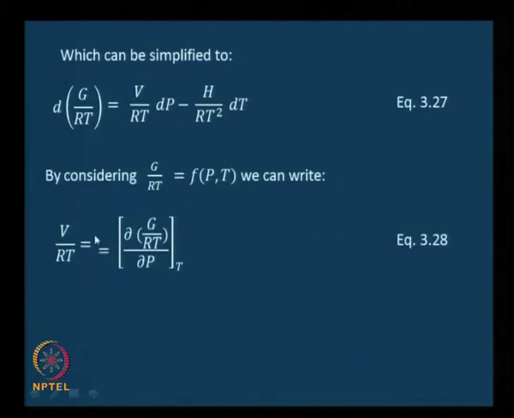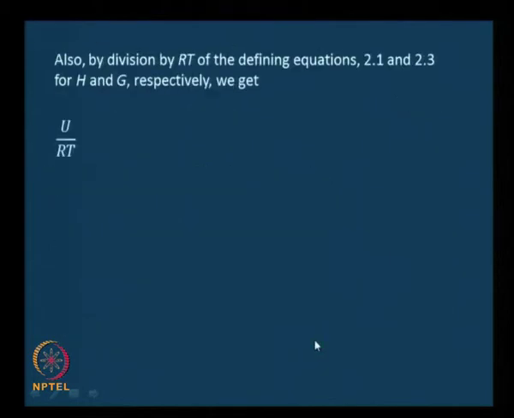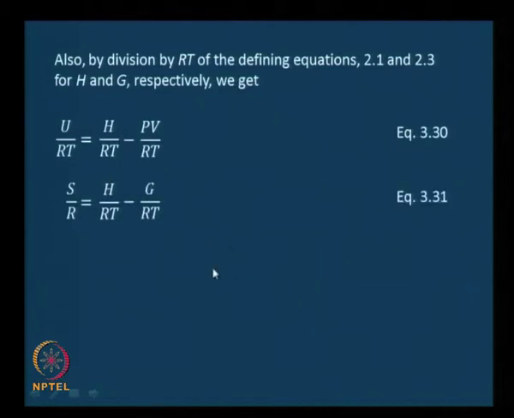Here, if we have G by RT, V by RT is nothing but dou P of G by RT at constant temperature. H by RT was nothing but minus T dou T of G by RT at constant pressure, and also U by RT was H by RT minus PV by RT, and S by R equals H by RT minus G by RT. We are not looking at A because we may not need it extensively in this course, but of course you could write A too, this is not a problem.